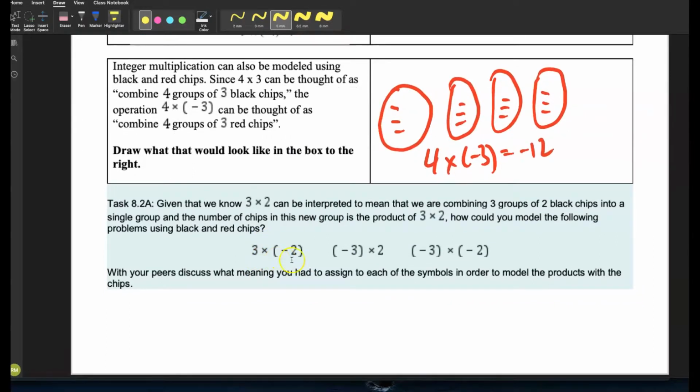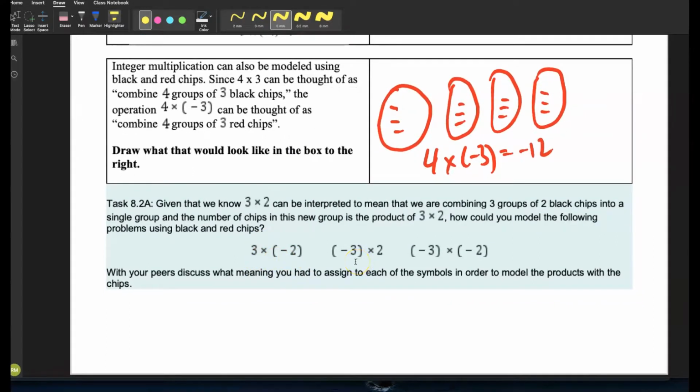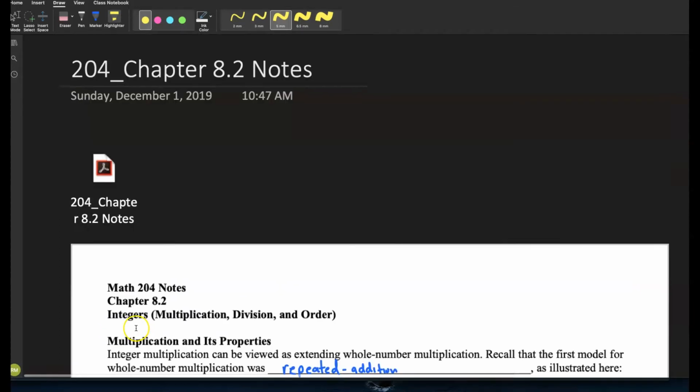3 groups of negative 2, negative 3 times 2, this idea that you're taking away 3 groups of a positive 2. And here, taking away 3 groups of a negative 2, trying to model what that would look like. It's an important task to try out.